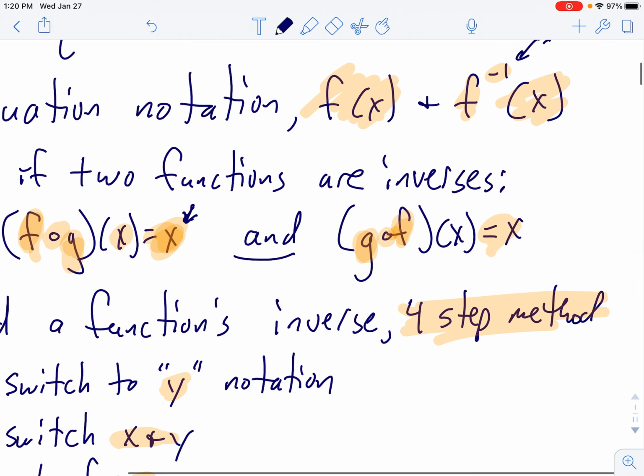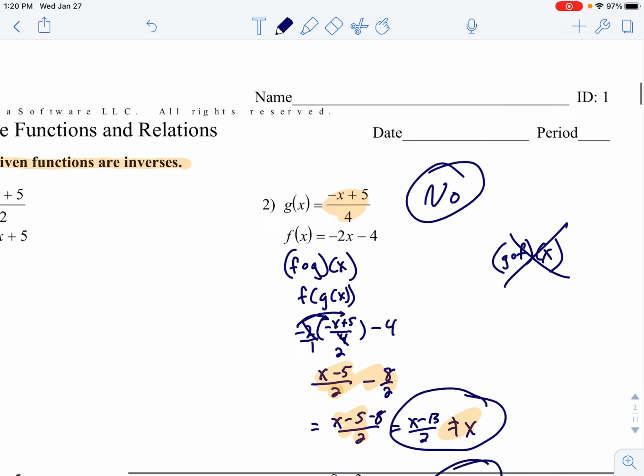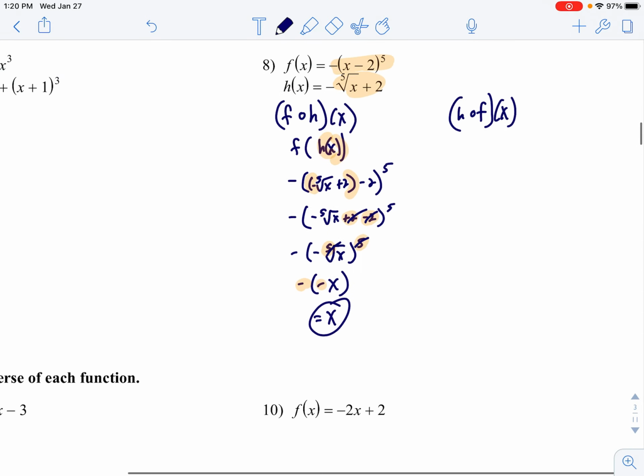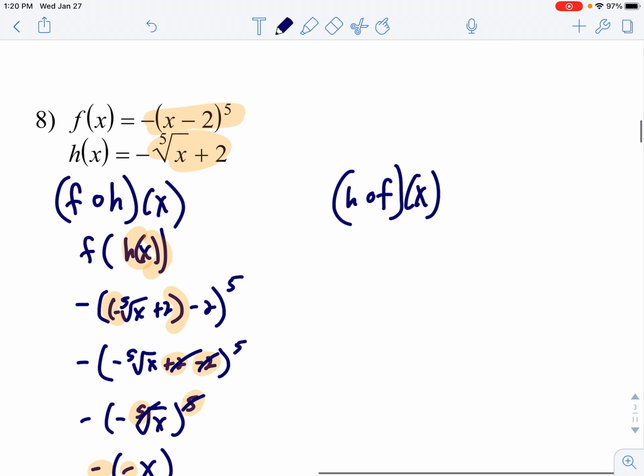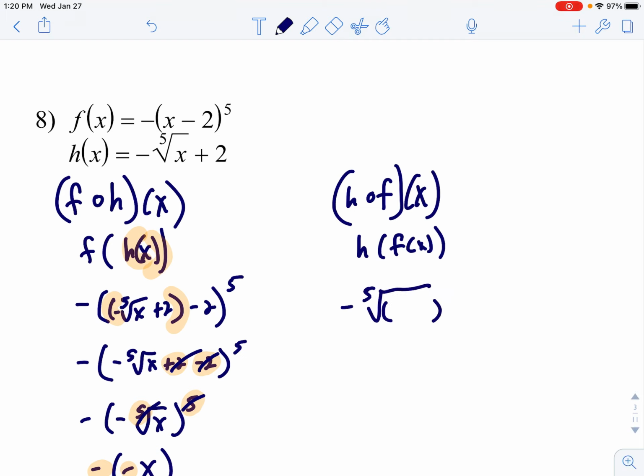So remember, in order to be a yes, you have to get positive x, or just plain x. But you also have to get it the other way. So let's look at the other way and see if that works out also. So h of f of x. Start with h. So that's negative fifth root of x plus 2. So I copied this down first, and I put parentheses where the x was. Inside of the parentheses, I'm going to write negative x minus 2 to the fifth.